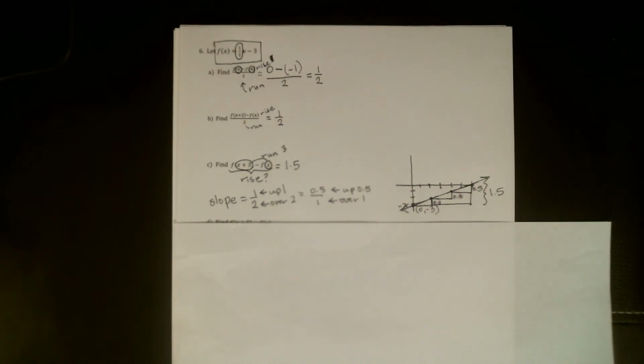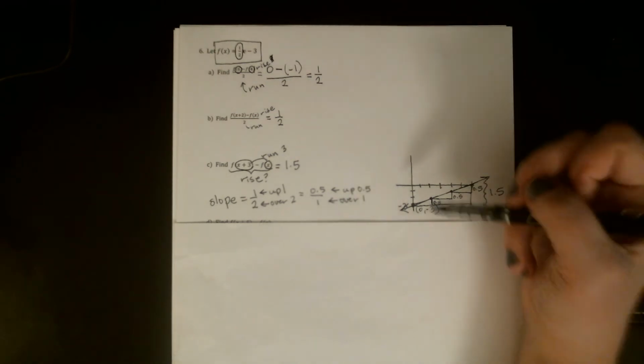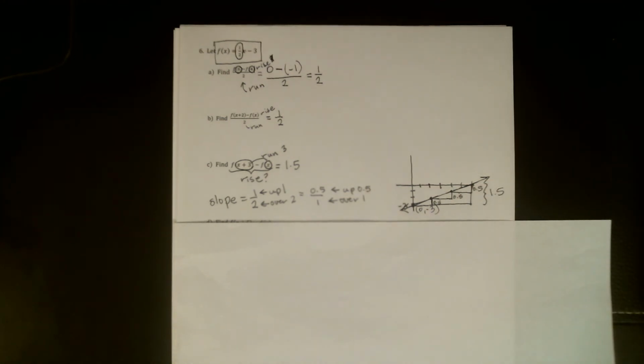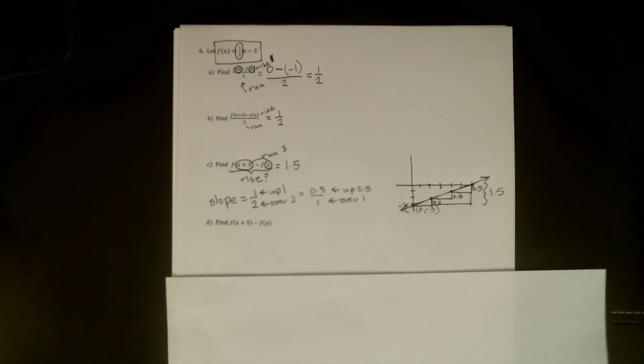And if I started at a different spot on this graph, if I started at 6, 0 and went over 3, I should still get a rise of 1.5. No matter where I start on this line, I should always get this same slope triangle. If you go over 3, you go up 1.5. Okay, just one more to check and see if this is making sense.